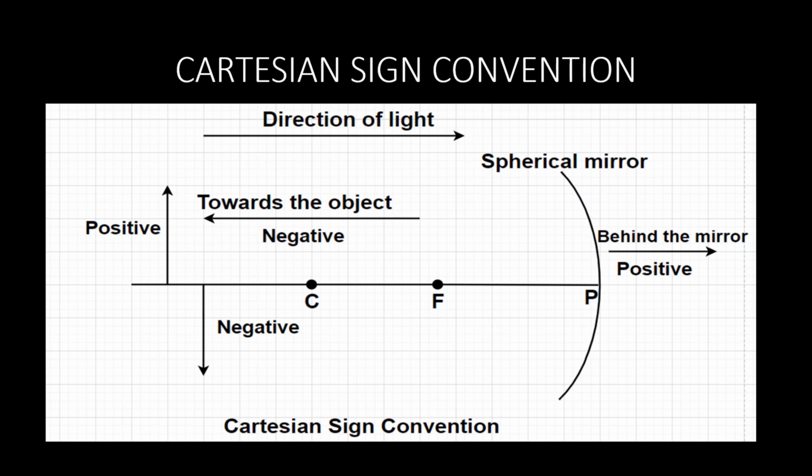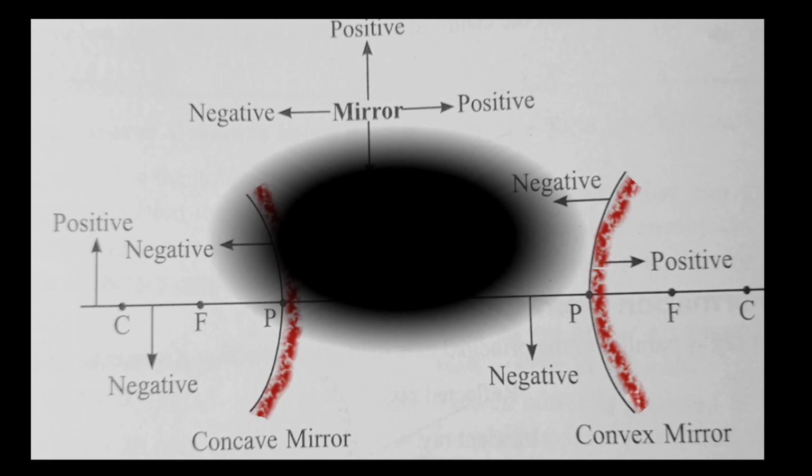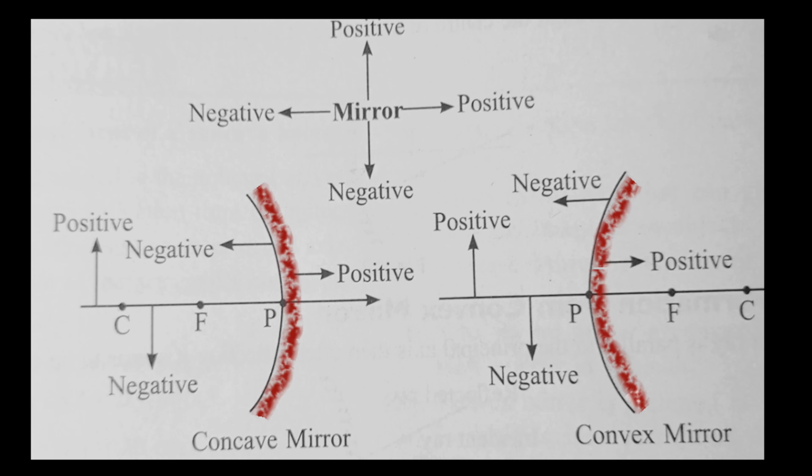The first thing is that the Cartesian sign convention is important. This exactly gives how the images are formed, which side you have to take as positive, and which side you have to take as negative. These things we'll be discussing in detail, because without this convention, we cannot identify the mirrors and the image formation in the mirrors.